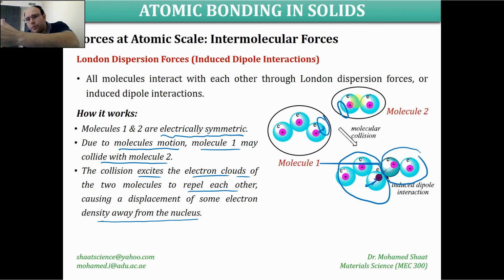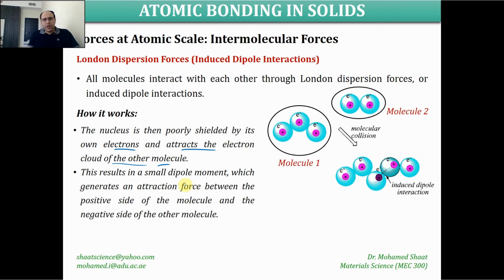They're going to move behind the nucleus, so this is going to make this side more negative, and the positive becomes here. This side will be more positive and the negative will be here. So you're going to have positive, negative, and positive, negative on the other side. So these two molecules or these two atoms will be attracting each other, making the two molecules attracted together through this London Dispersion Force. This results in a small dipole moment.